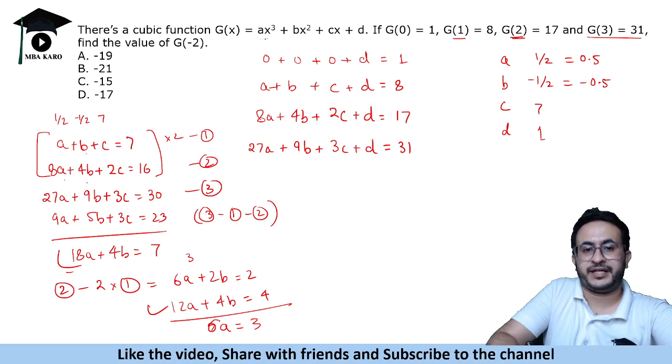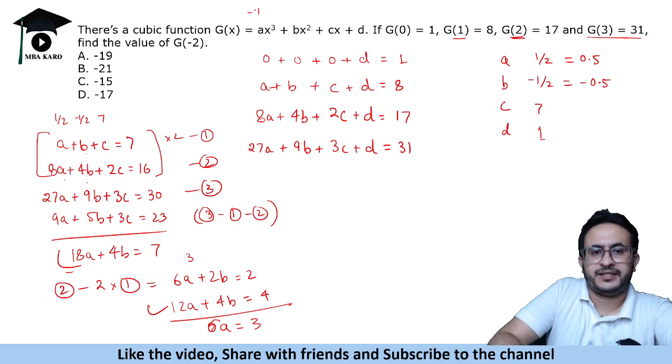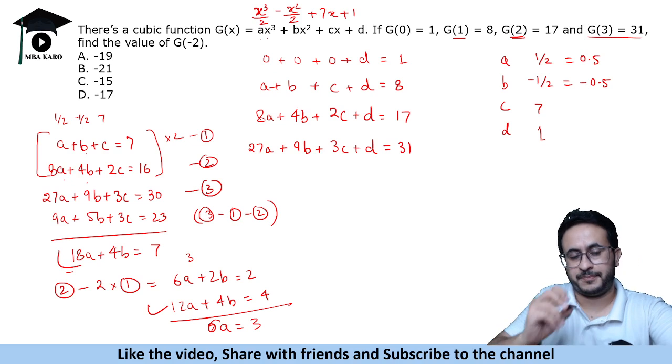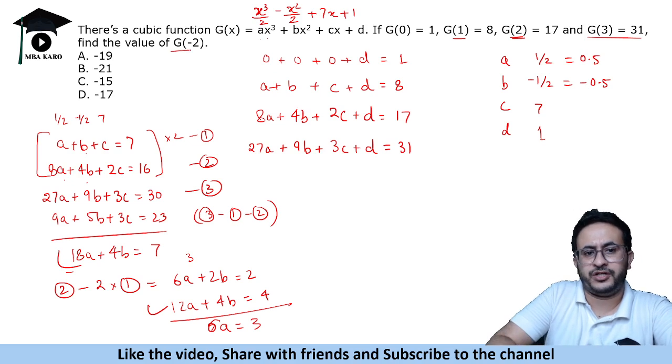Okay. So the expression is minus x cube by 3, a is positive, minus x square by 2, plus 7x plus 1, that is the expression. So we need to find g of minus 2.